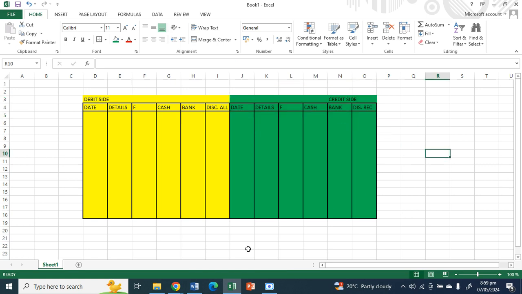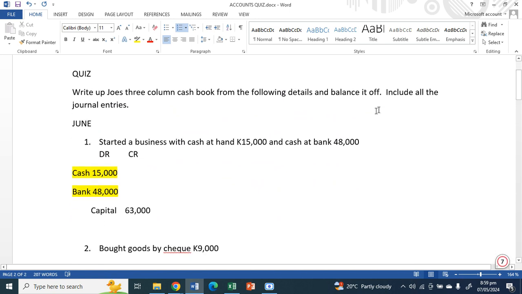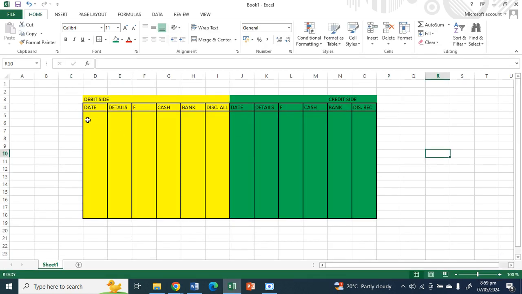All right, so we just get our transactions from here. Okay, June 1st, we have to debit cash and bank 15 and 48,000. So date, 1st June. Details, you put the capital account because this is the account that was transacted with. So cash, we are debiting 15,000. Bank, we're debiting 48,000.